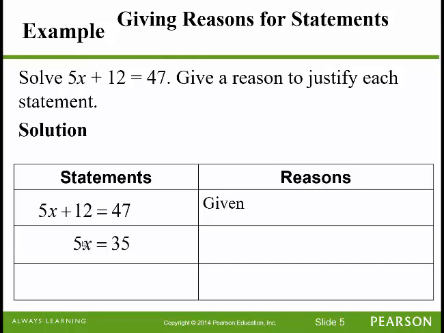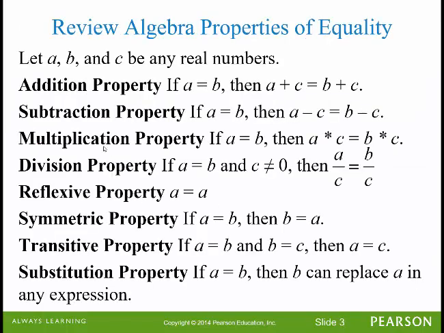Next thing I'm going to do, I'm going to have 5x equals 35. How did I do that? I subtracted 12 from each side. So that's the subtraction property of equality, that previous one. If I go back, forgive me, that's this. I subtract from each side. That's how I got there. That's called the subtraction property.